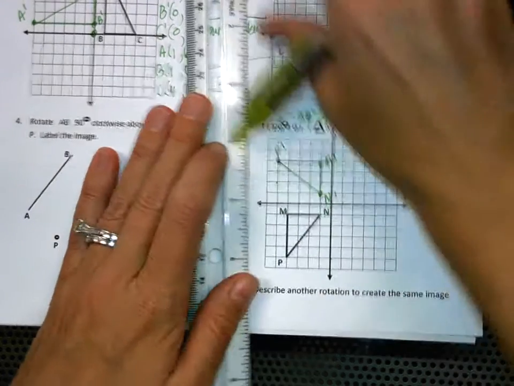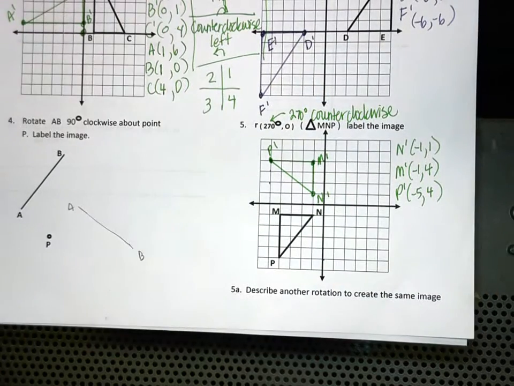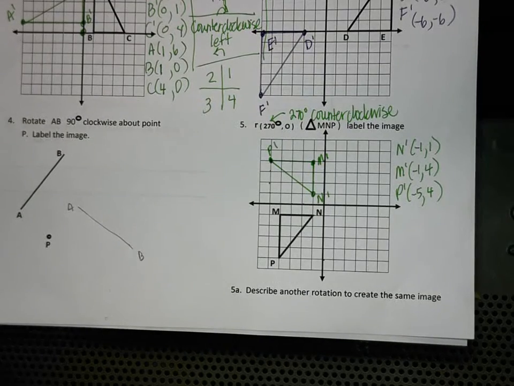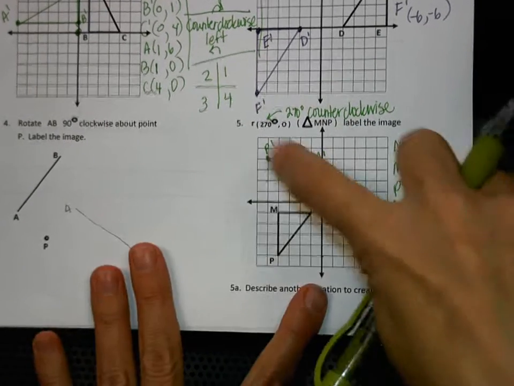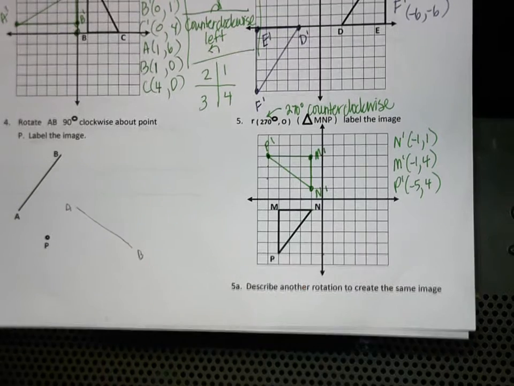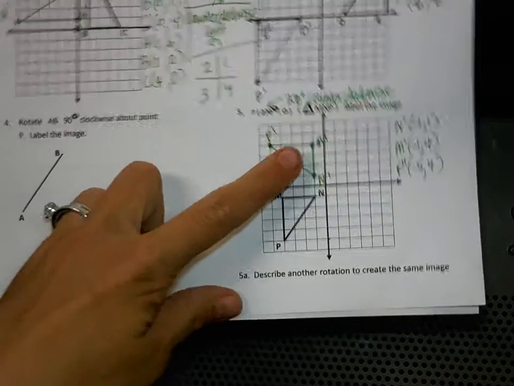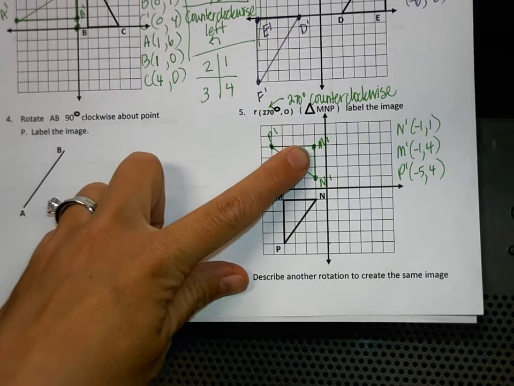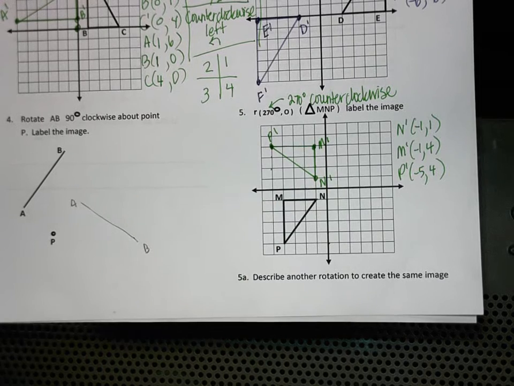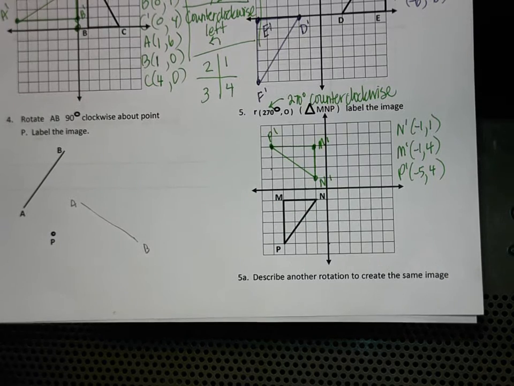So the last question there, it says describe another rotation to create the same image. So to still get the image here, what other way could you rotate it? And so think about, we have counterclockwise and clockwise. So if we did 270 degrees counterclockwise, I got the figure here in quadrant 2. So how many turns would you need going clockwise in order to get it into quadrant 2?